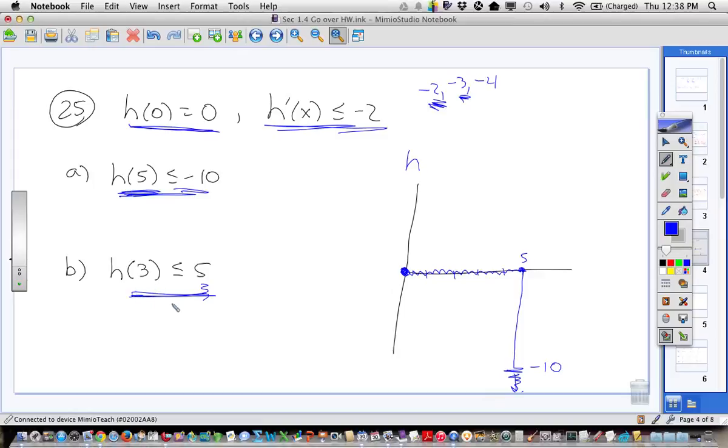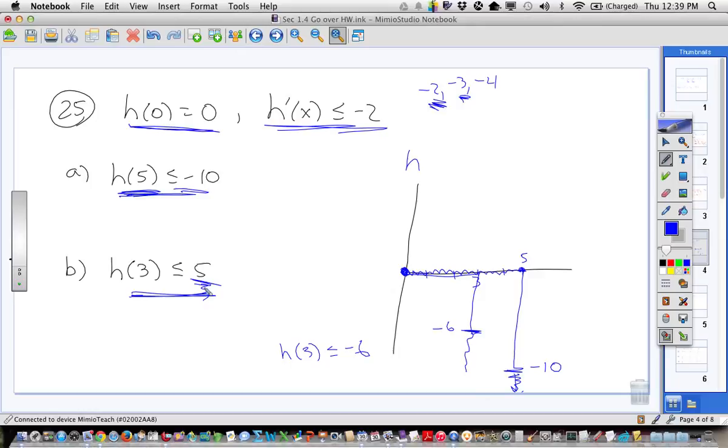It is true. Now, what threw some people off on this one is you do the same reasoning. You say, well, if I go over 3 and the slope's -2, I have to go down at least 6. But I could go down even more. So h of 3 has to be less than or equal to -6. Well, is that less than 5? Absolutely. All of these points down here are less than or equal to 5.